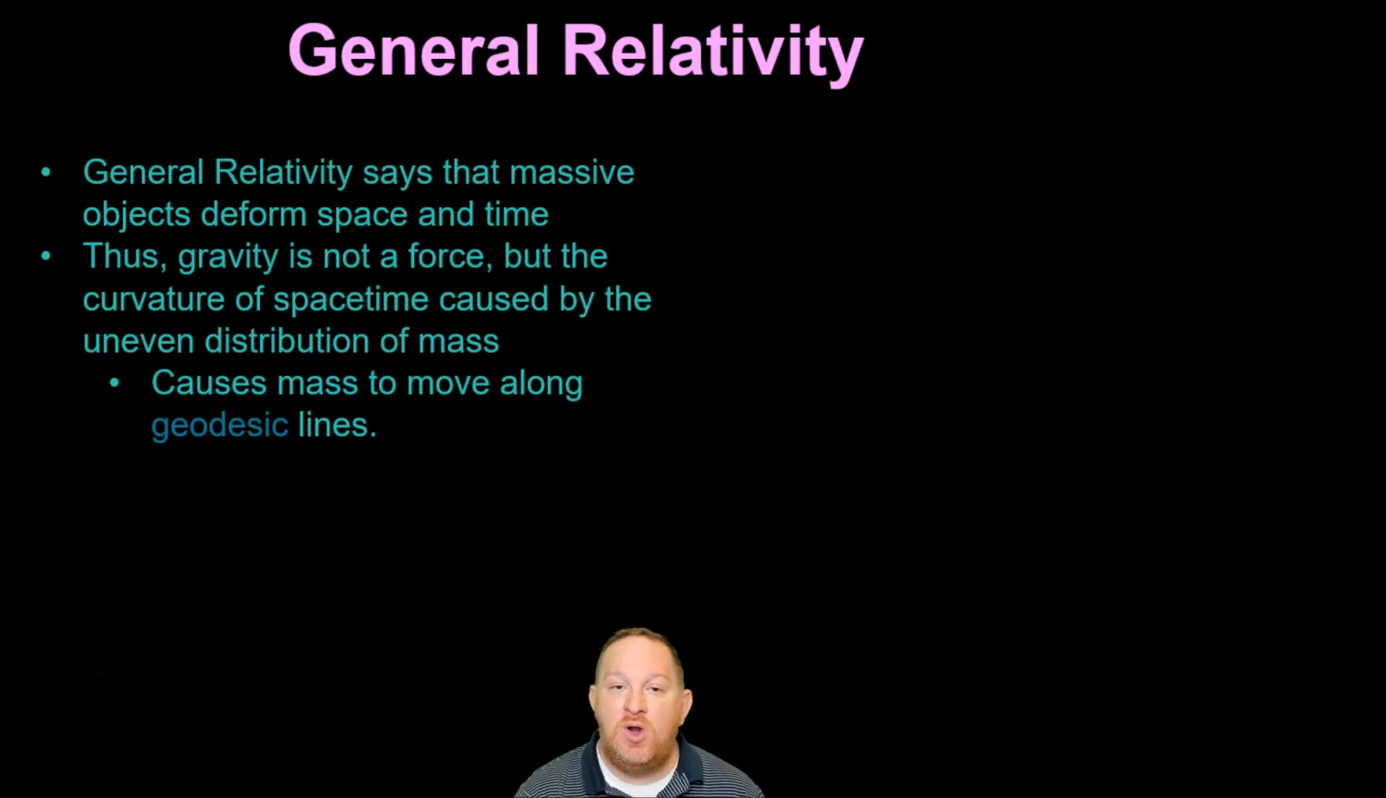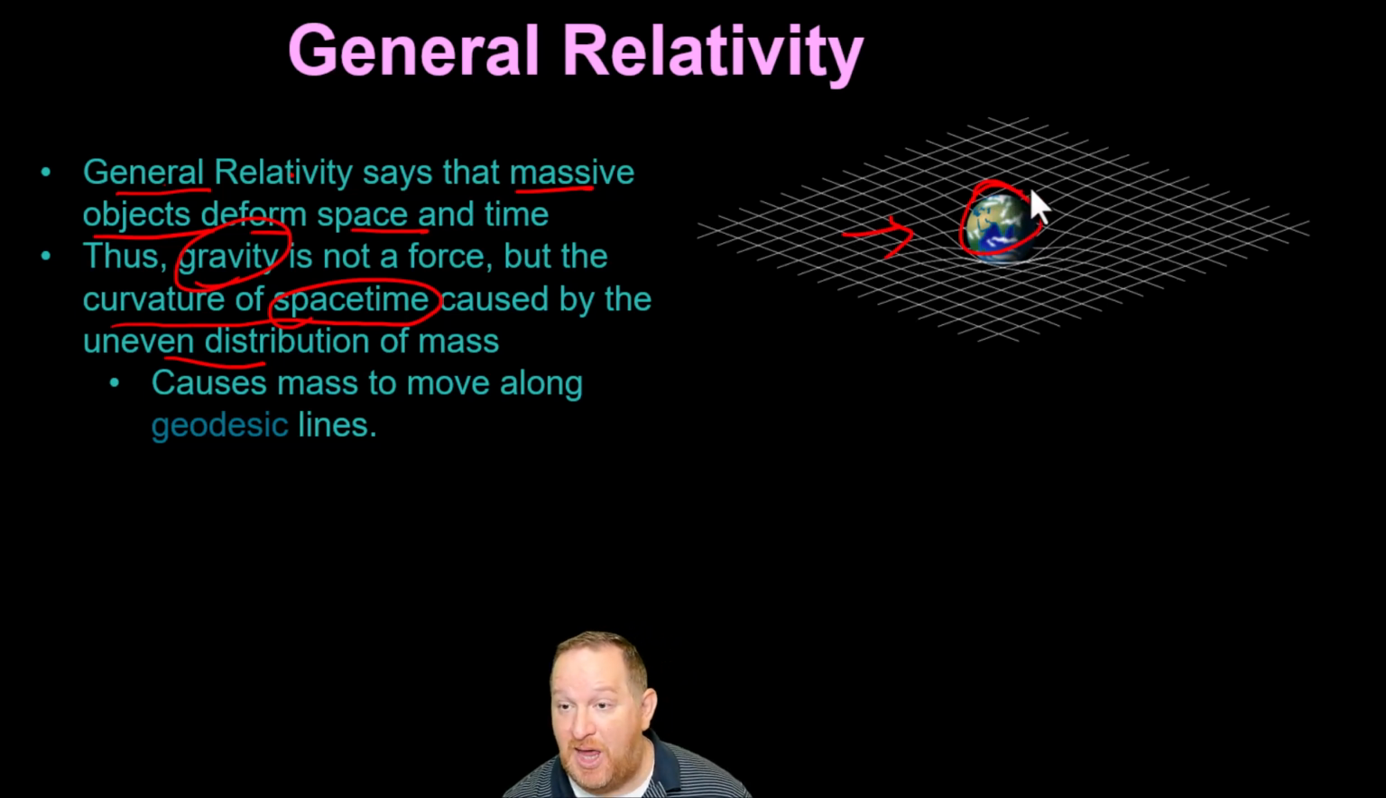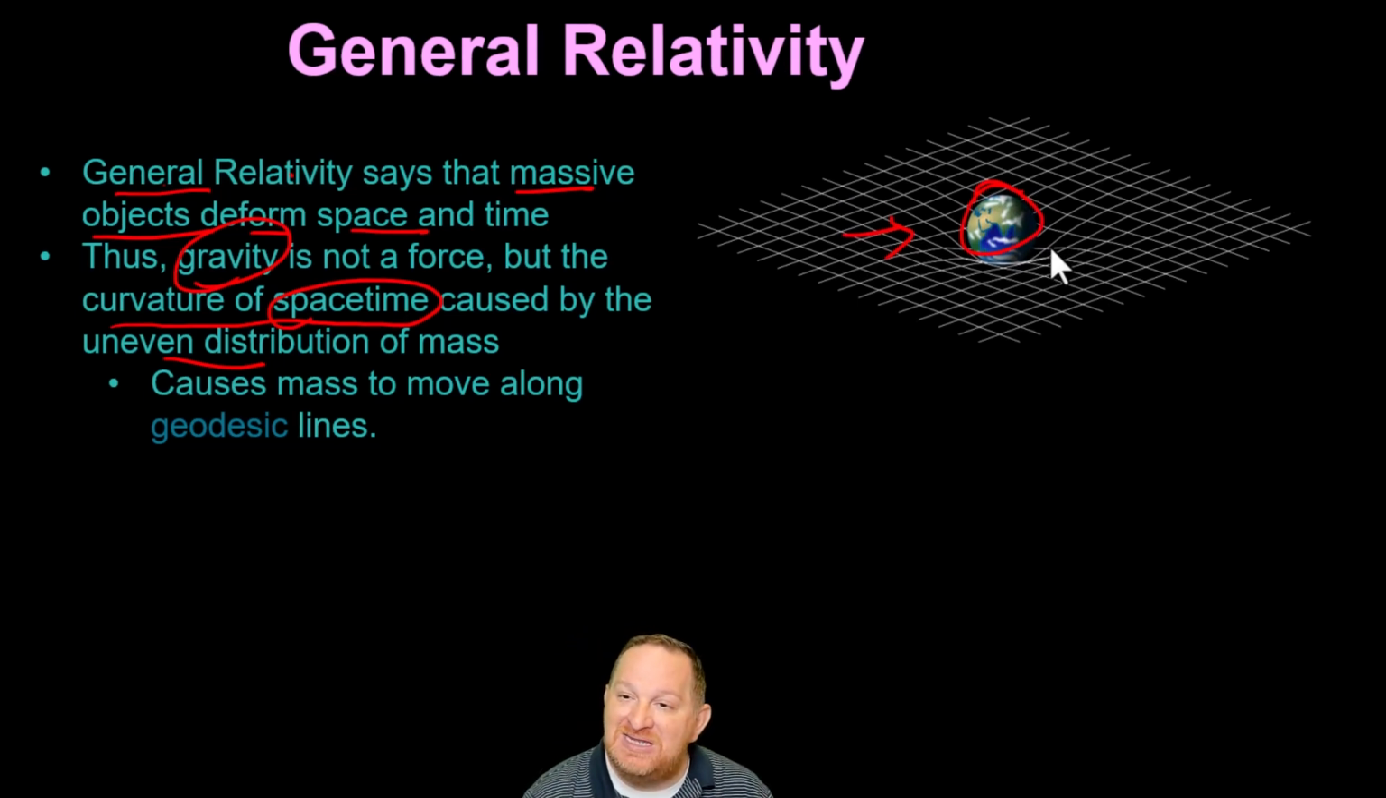So you may remember general relativity is really more concerned with gravity. General relativity says that massive objects deform space and time, or space-time. Thus, gravity is not a force, but the curvature of space-time caused by unequal distribution of masses. And I've used this example many times before in some of my other videos, but massively large objects like the Earth, the Sun, especially a black hole, actually bend space and time.